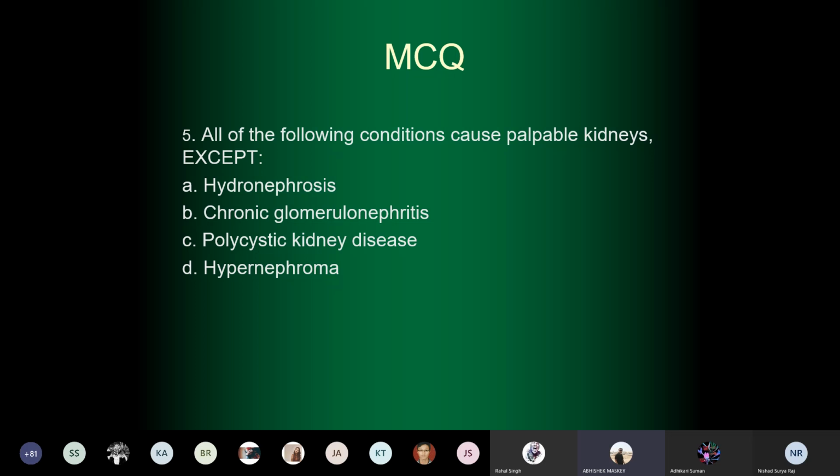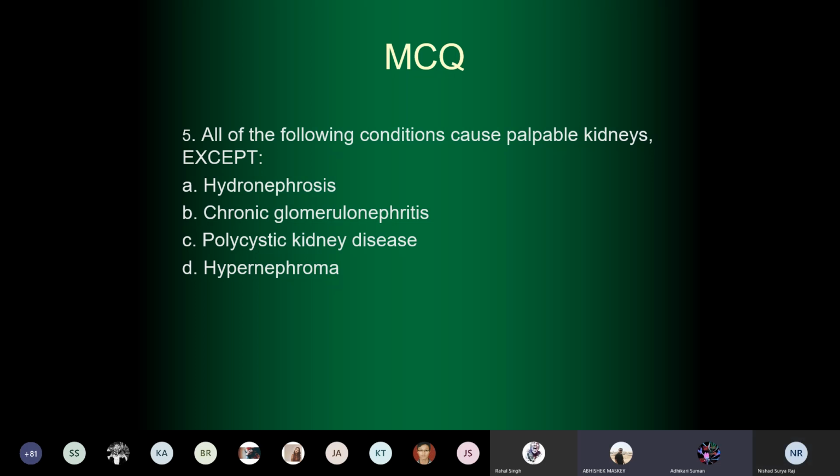All of the following conditions cause palpable kidneys except. If somebody has read MacLeod, then they could have answered this. That means if I palpate your abdomen by touching with my hand, I can feel the kidney. So what are the conditions where I don't get the kidneys? Number A, hydronephrosis. Number B, CKD or CGN. Number C, polycystic kidney disease. Number D, hypernephroma. Hypernephroma is a tumor, the other name is Wilms tumor.